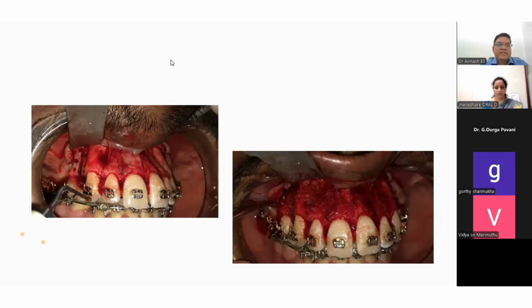There's a concept called the regional acceleratory phenomenon which happens here. When we do this corticotomy cut, it not only helps in faster tooth movement, but also there will be better bone health after the treatment. Because once we do the cut, more osteoblasts are produced, and then there is more bone formation. And during this phase, even the gingival condition improves. The only drawback of this is that it involves an additional surgical procedure.